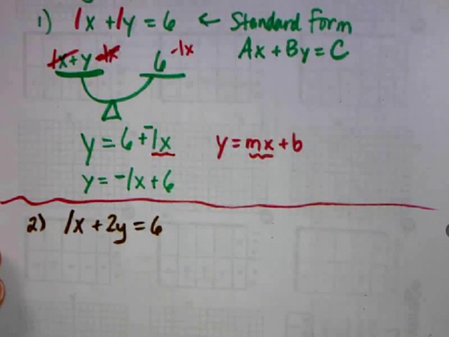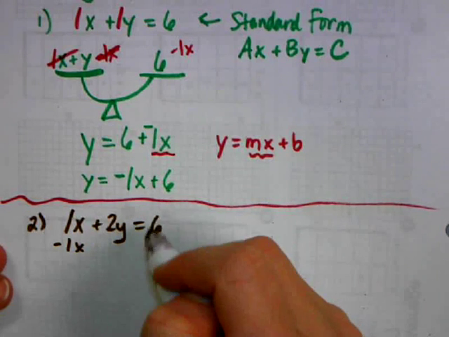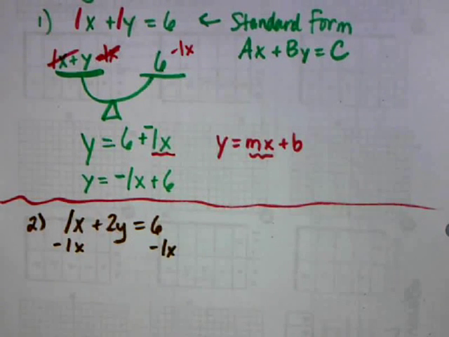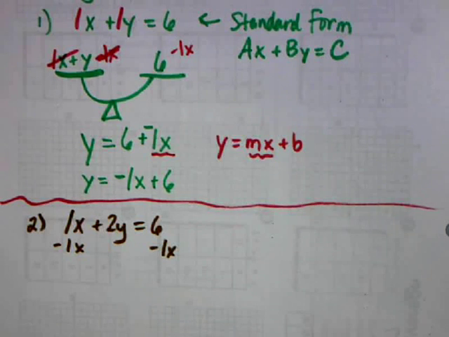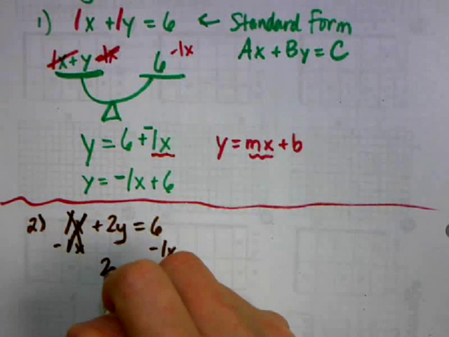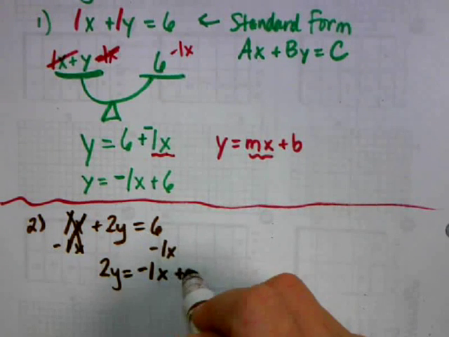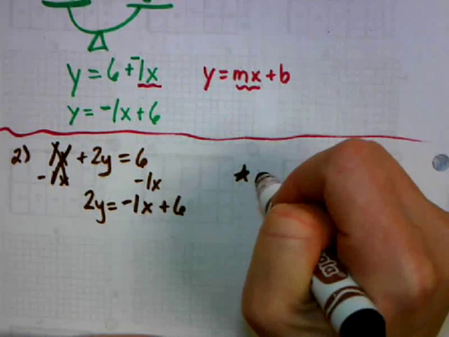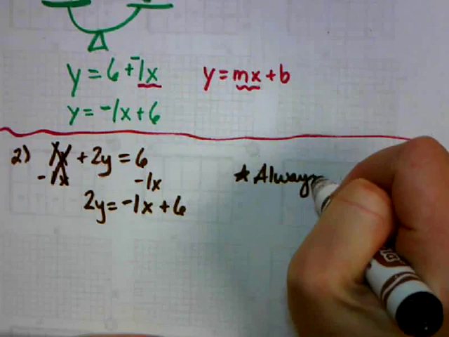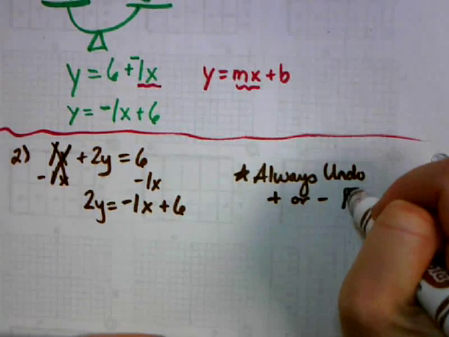So we are always going to undo addition or subtraction first. So how do we get rid of 1x? We subtract 1x. Whatever I do to one side, I do to the other. So this is the same step as before. The problem is identical to the problem up above. I've just put a 2 in front of the y there. So these cancel, and I'm left with 2y equals, and I'm just going to put it in the right order right now, negative 1x plus 6. We're going to make a note off to the side here of what we just did. Always undo addition or subtraction first.